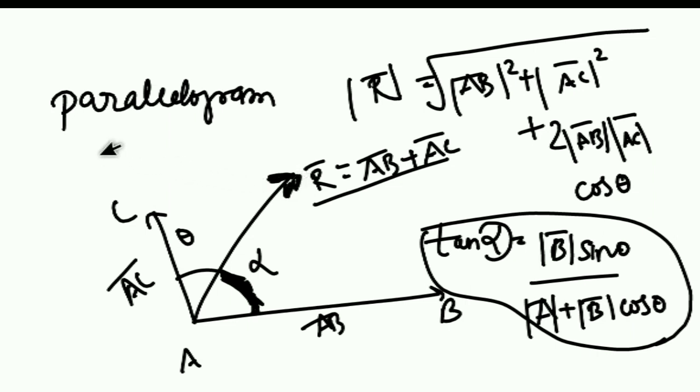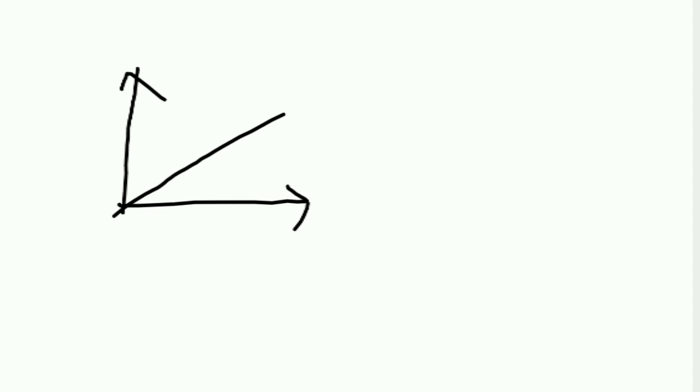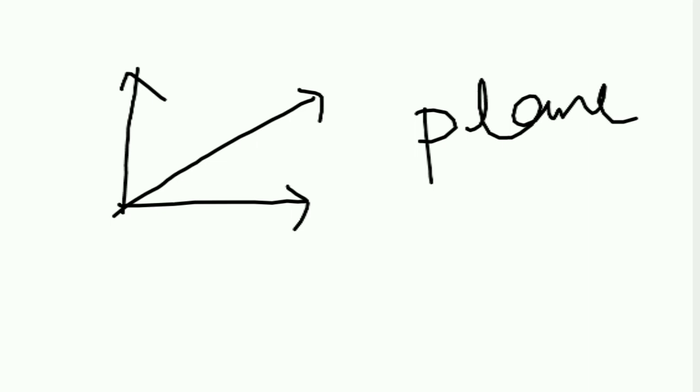So this concept is used in the landing of a plane. Let's see how it is used. What happens with the plane is that if this is your wind velocity and this is your plane's velocity, the resultant velocity of the plane goes in this direction. Because of this, the plane will go off track, and an accident might happen.